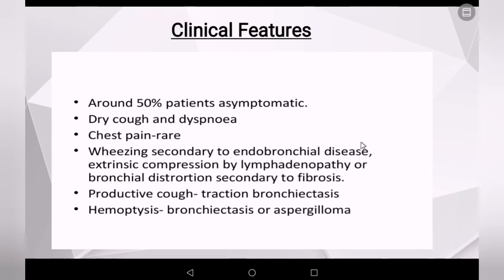Clinical features. Around 50% of the patients, as usual, are asymptomatic. The common symptoms are dry cough, dyspnea. Chest pain is very rare, but it can also occur in pleural effusion. Wheezing secondary to endobronchial disease, extensive compression by lymphadenopathy or bronchial distortion secondary to fibrosis can also occur. Productive cough occurs only due to traction bronchiectasis. Hemoptysis, bronchiectasis, or aspergilloma can also be seen in the clinical features of sarcoidosis.